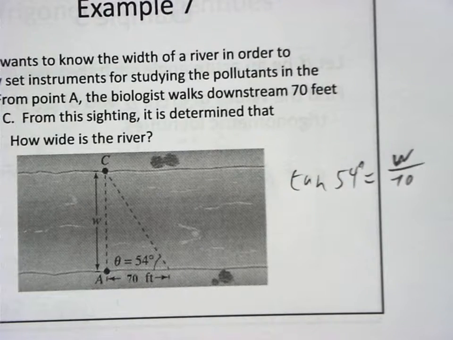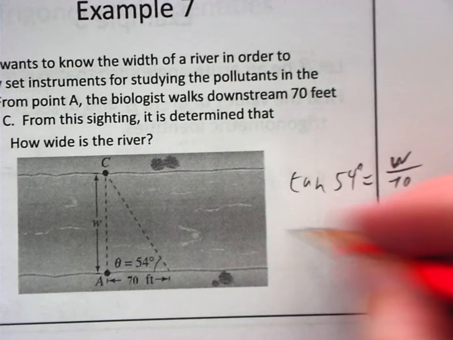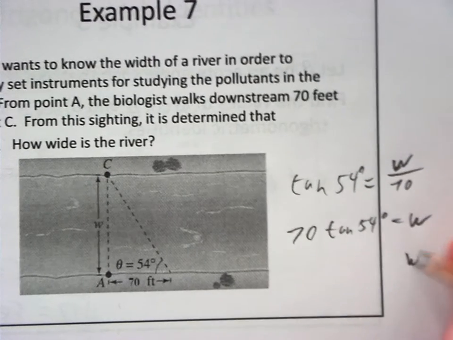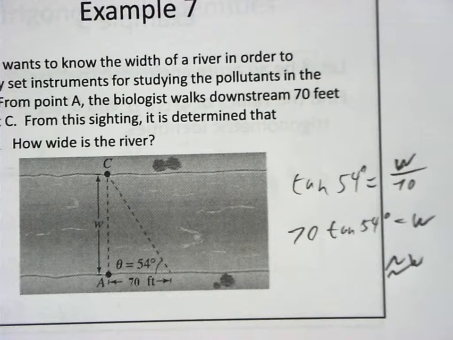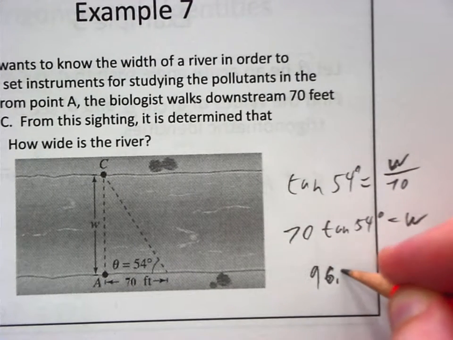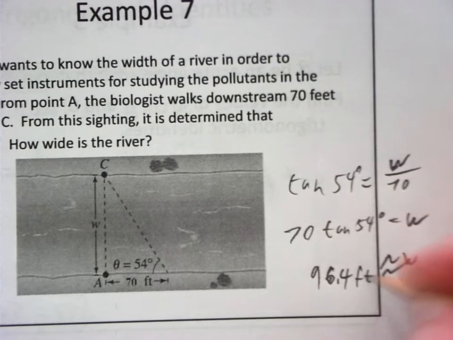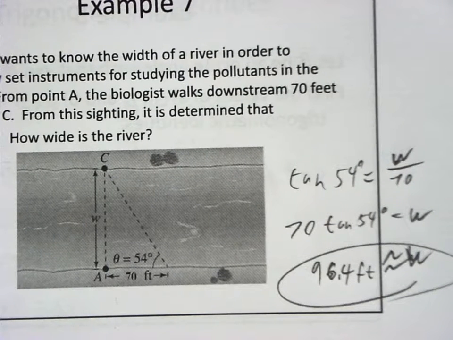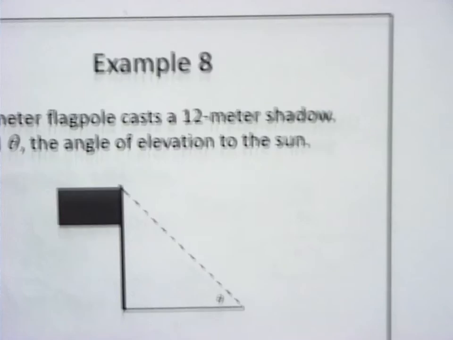So then how would you solve for W? Multiply by 70. What do you get? 96. And honestly, since we're talking about just feet across the river, 96.4 is probably sufficient, unless you're building a bridge or something. Not too bad. In this first section, with these word problems, they will stick to pretty much things like this. When we get back into the law of sines, law of cosines, those will get harder. Okay. What about this one?